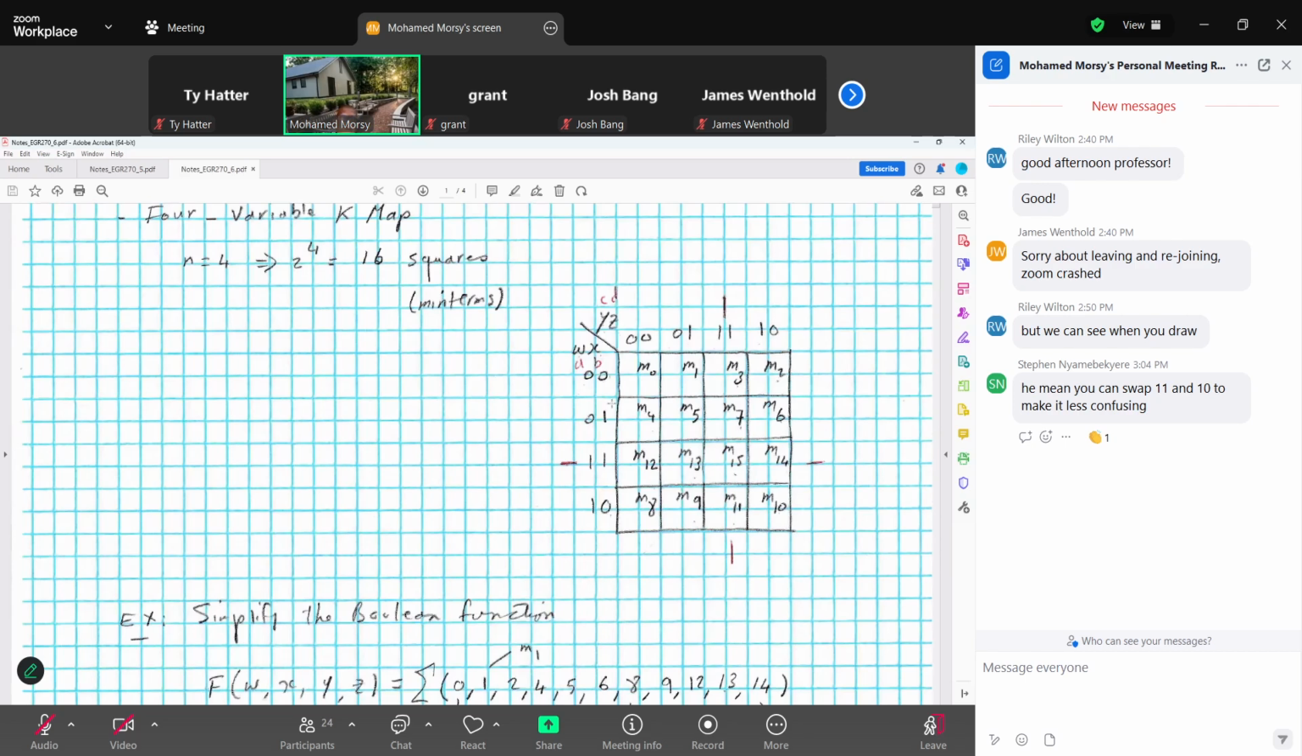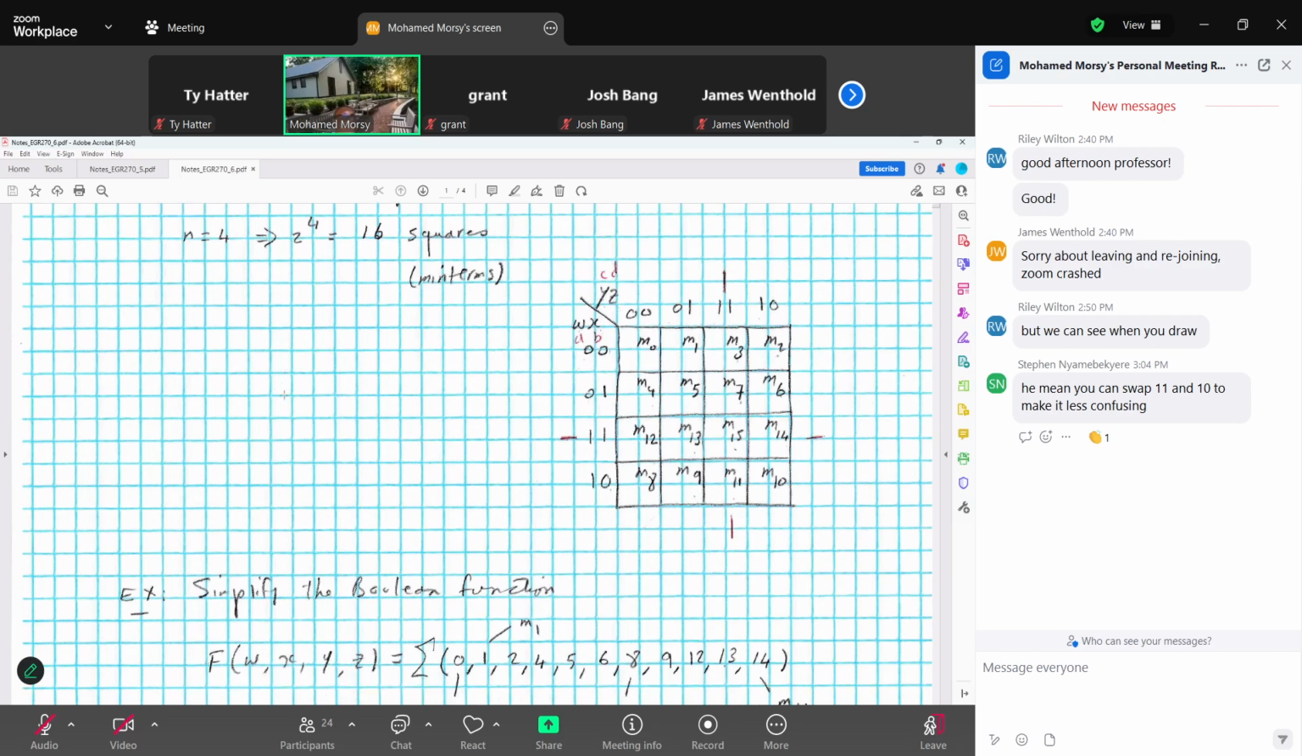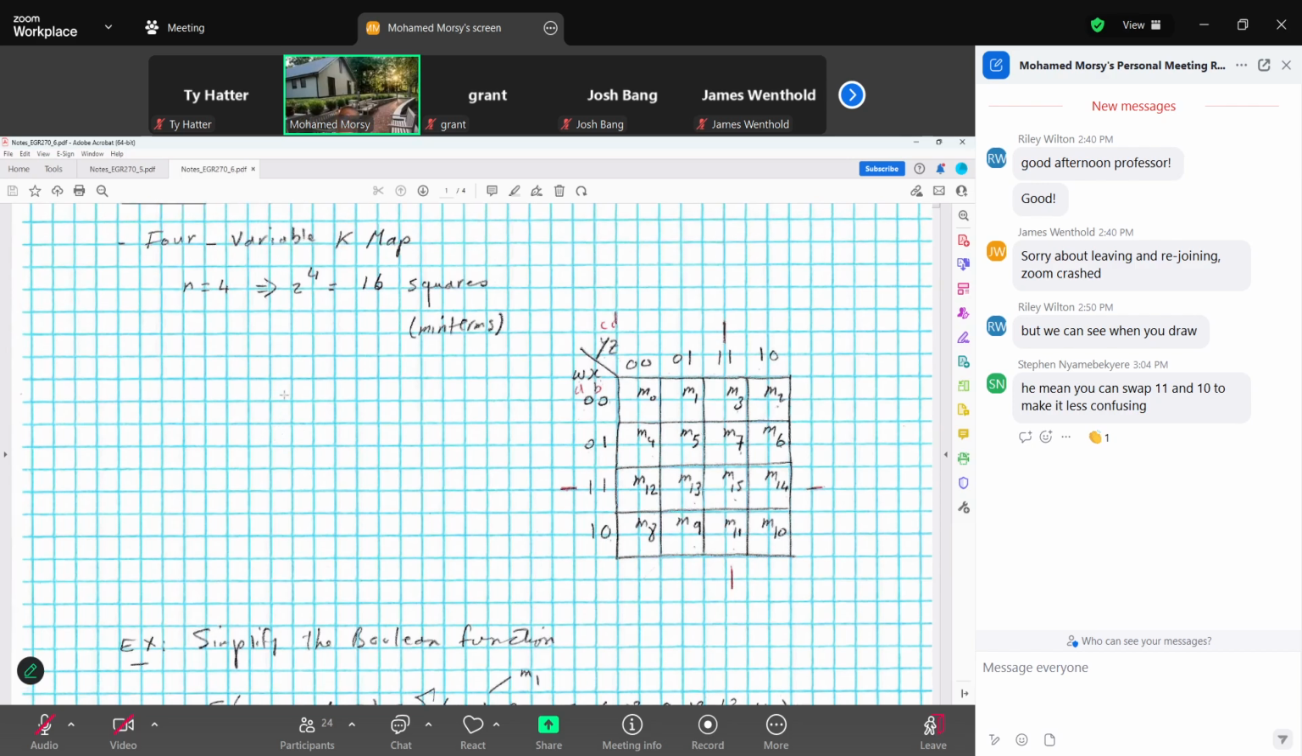Four variables. So we finished with 2 variables, 3 variables, now 4 variables. So we have 4 inputs. We have 4 bits applied as the input of the system, and we need to get F, the output function. So 4 variables means n equal to 4, so 2 to the power 4 equals 16 min terms.